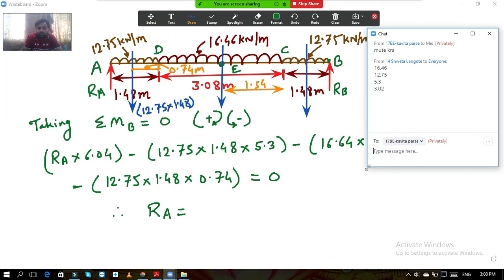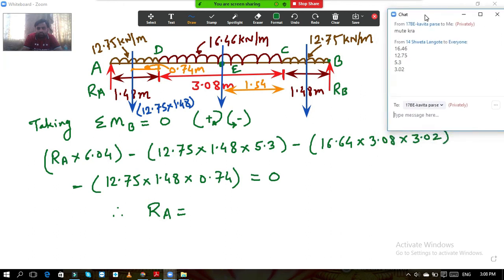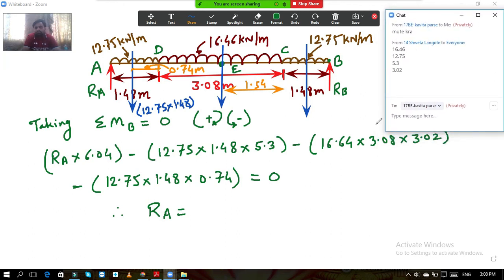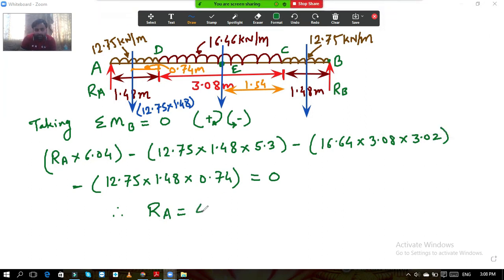let me know the value of RA now. Do the calculation for RA and let me know the value. What is the value of RA? Drop the answer into the chat box. 44.23. So the answer is 44.23 kilonewton, and it is a positive answer, so it is moving up.